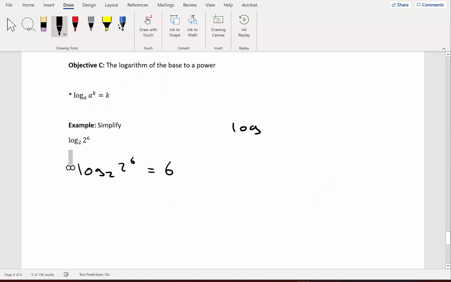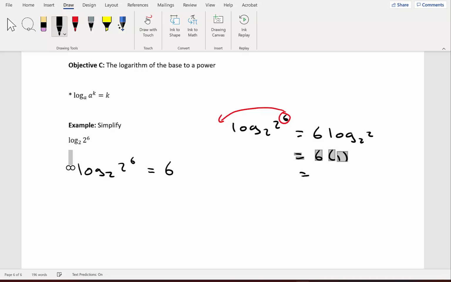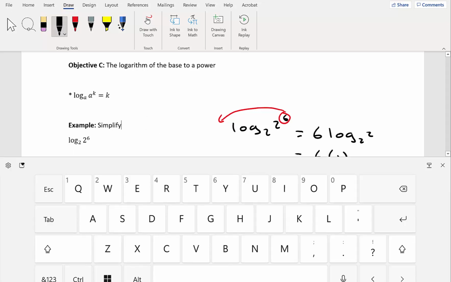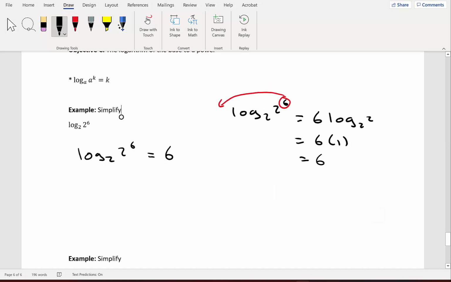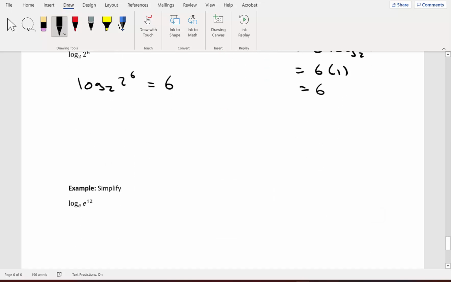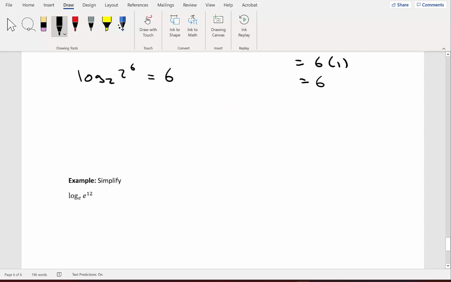Another way to look at this problem, log base 2 of 2 raised to the 6th. Well, I could use my power rule. So I could bring my exponent down to the front of my log. So I have 6 times log base 2 of 2. Well, log base 2 of 2, this is equal to 1. So 6 times 1 just gives me 6. But instead of going through all this work, I could use my property, and I know the answer is just 6. Next one, simplify log base e of e raised to the 12th power. Using my property, this is just equal to 12.